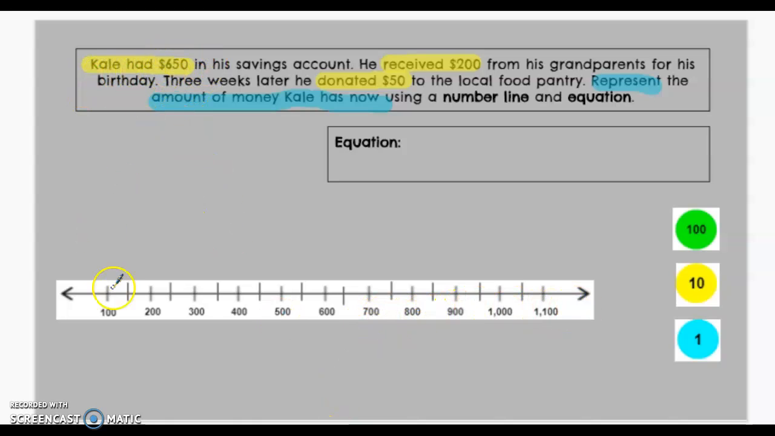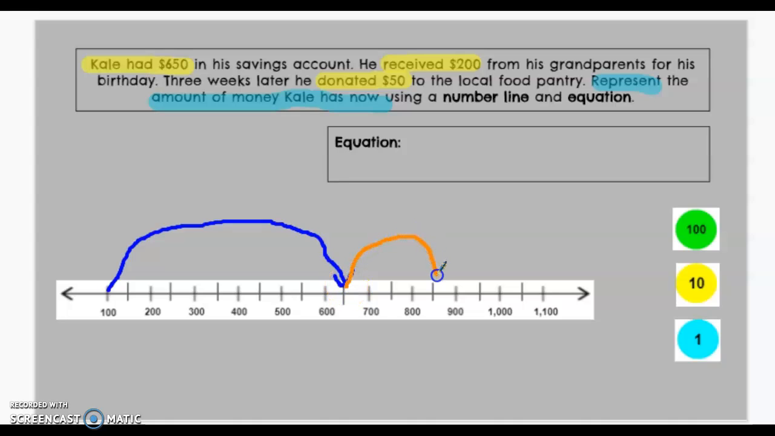I'm going to start with 650 because that's the amount of money that he had to begin with. Okay, so I'm going to put my arrow to 650. Then he received $200 from his grandparents. That means his grandparents gave him $200 more. So I'm at 650, plus 100 would be 750, plus another 100 would be $850.